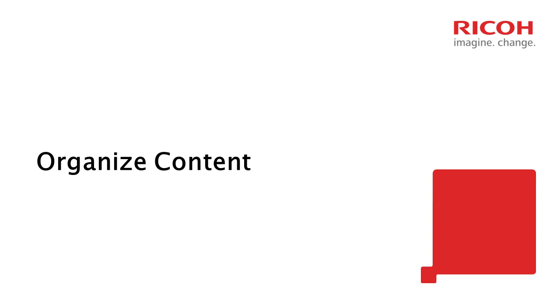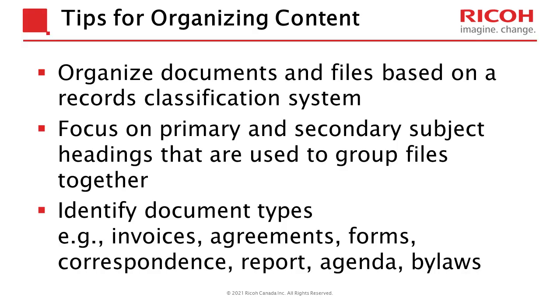So let's talk a little bit more about it. Tips for organizing our content. We organize our documents and files based on a records classification system, so your RCRS. We talked a little bit about that earlier, right? The reason for that is that the records classification system has primary and secondary subject headings that we can use to group our files together. Because that's what records managers do, right? So we can do the same, right?